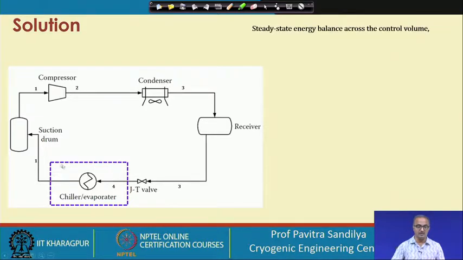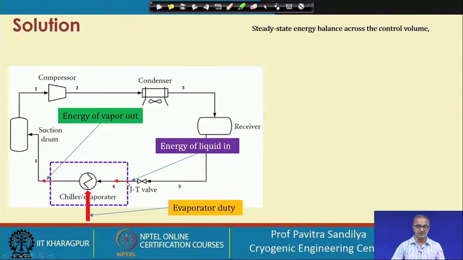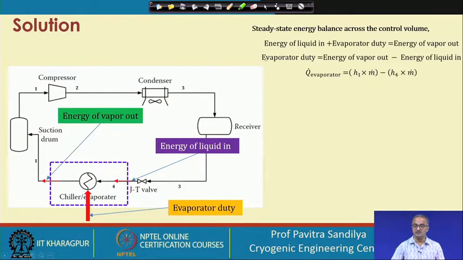Now we shall be writing a steady state energy balance across the chiller to know the flow rate. At steady state we have the energy that is going in and the energy that is going out, and energy is also coming in from the space which is to be refrigerated. This is nothing but the evaporator duty. We are neglecting any heat in-leak from the ambient into the system, or heat out-leak from the system to the ambient. Under these assumptions, the energy going in plus the energy coming in through the evaporator duty is equal to the energy of the vapor out.